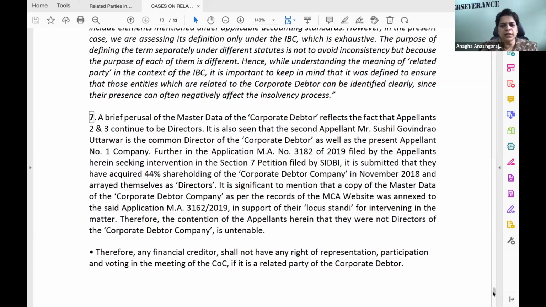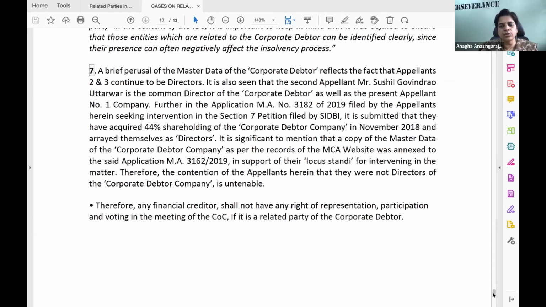And it is significant to mention that a copy of the master data of the CD company was annexed to that application to prove that they have locus standi for intervention. So now they were blowing hot and cold, which was not allowed. And once you claim that you are the directors or the shareholders of the CD, you become the related party. So they have said that the contention of the appellants herein that they were not directors of the CD company is untenable. Therefore, any financial creditor shall not have a right of representation, participation, and voting in the meeting of the COC if it is a related party.